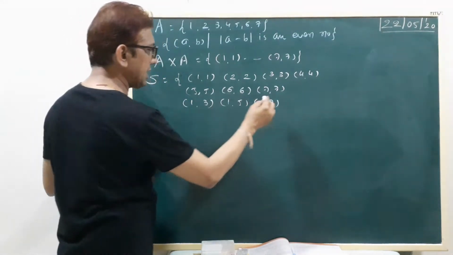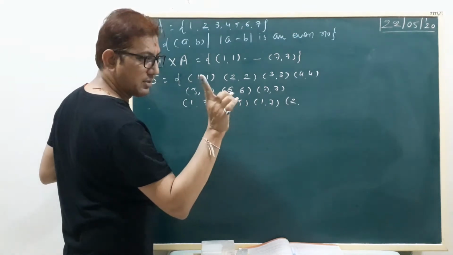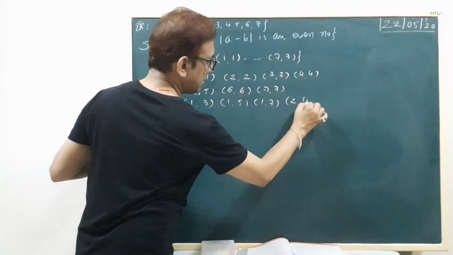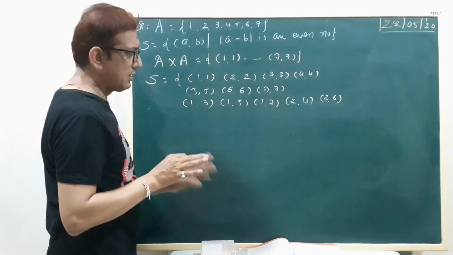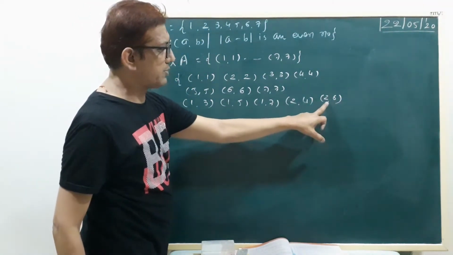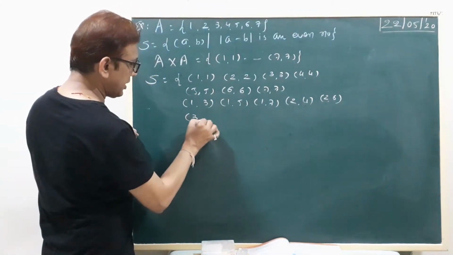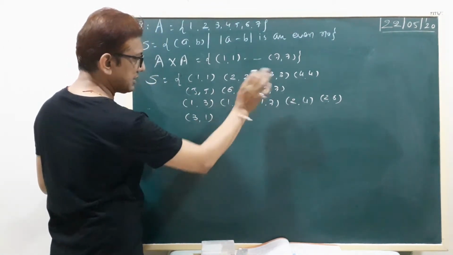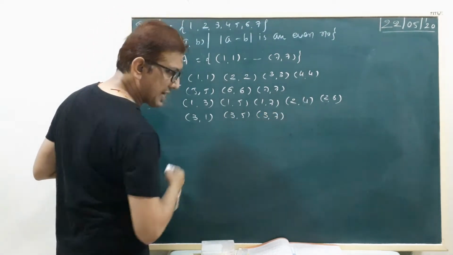Now the second line. (2,1) is not possible, because 2 minus 1 is 1. (2,2) possible, (2,4) possible, (2,6) possible, since 4 minus 2 and 6 minus 2 give even numbers. (2,7) is not possible. Now the third line. (3,1) is possible, (3,3) is already given, then (3,5) and (3,7).